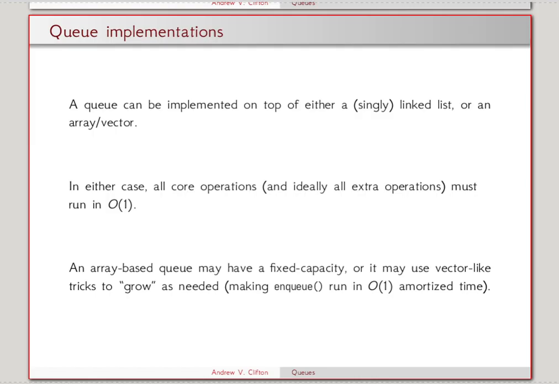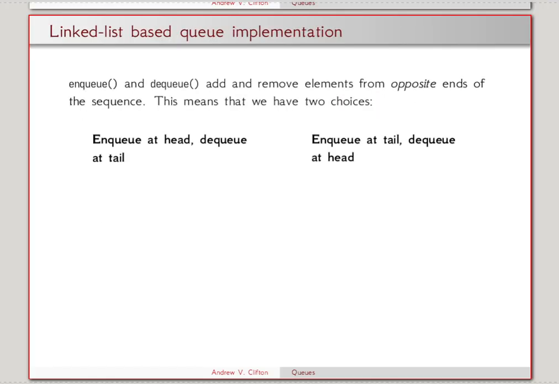We can build a queue just like a stack on top of a linked list or on top of an array or a vector. Same as before, we want all of our core operations and hopefully all the extra ones to run in constant time. If we build a queue on top of an array, we can have a fixed maximum capacity, or we can use the vector trick to make it grow, where we allocate a new array of double capacity and copy everything over. That would make enqueue run in O(1) amortized time, but that's still okay, right? As long as we're using it enough, it'll average out to O(1). So let's look at a queue based on a linked list here.